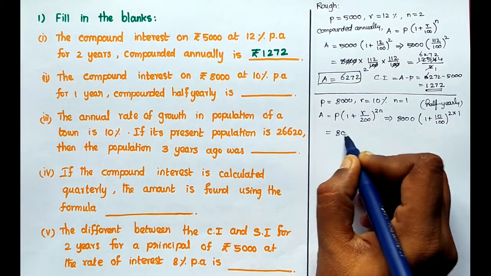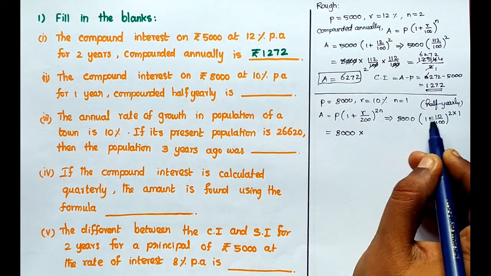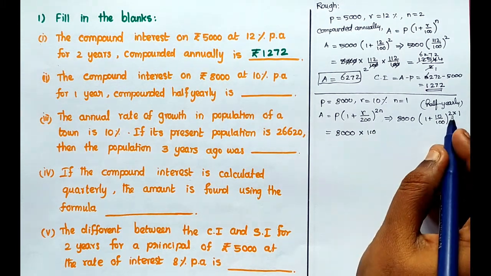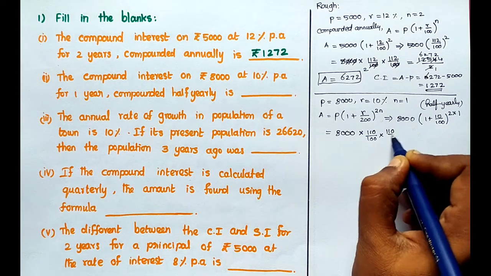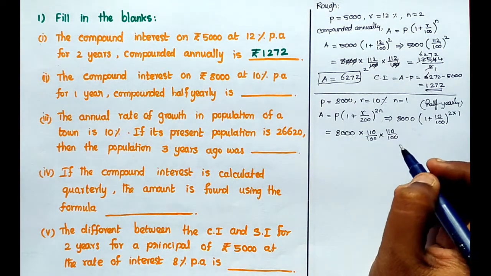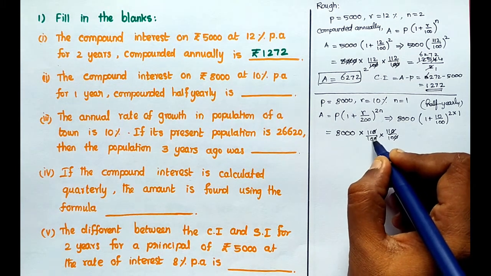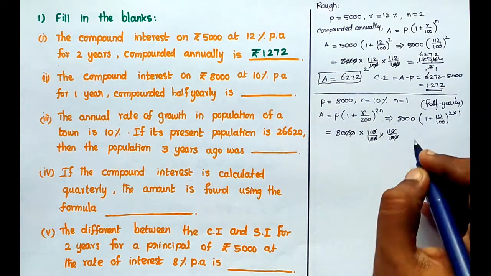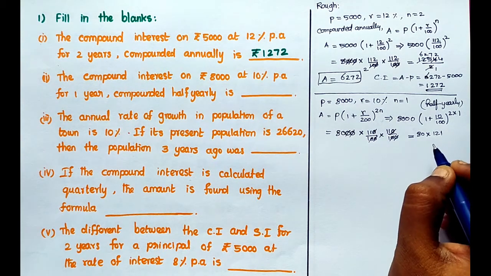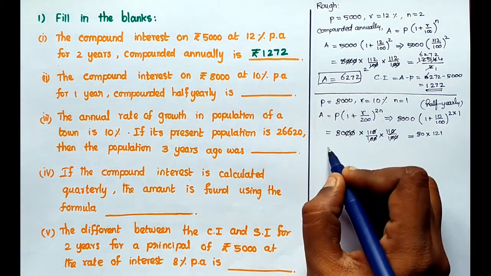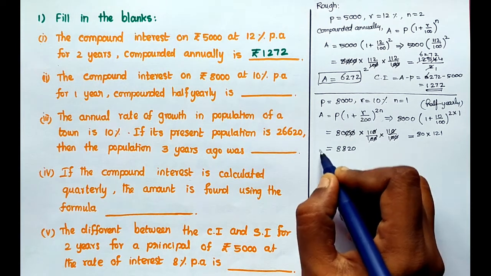Now simplify means we get 8,000 into here 100 into 100, 110. 2 into 1, 2. So whole square, we multiply 2 times. Cancel this one, 0 0 cancel, and 2 0 also cancelled. We get 80 into 121, that is 8,820. That is amount.